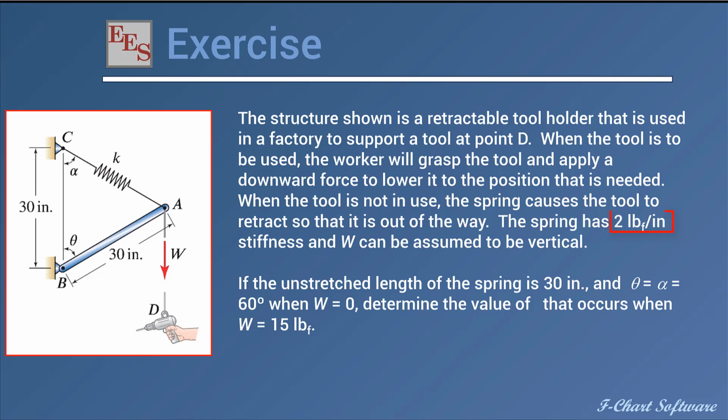And they tell you that the spring stiffness is 2 pounds per inch, and that you can assume that the worker is pulling straight down on the tool. Further, the unstretched length of the spring is 30 inches, and when there is no force being applied, you have a triangle with alpha and theta both equal to 60 degrees. So the question asks, what is the value of theta?